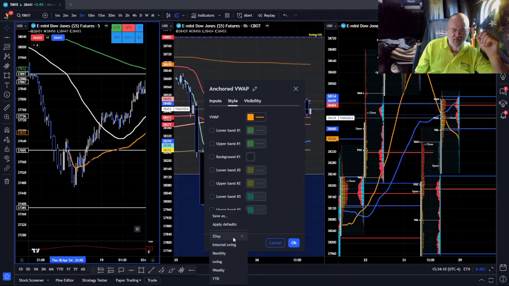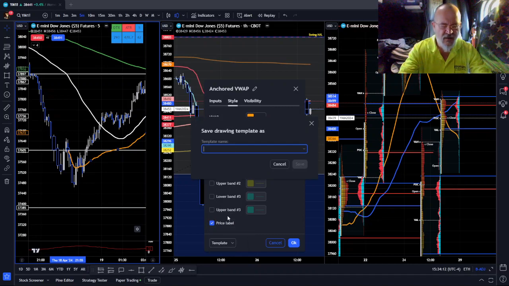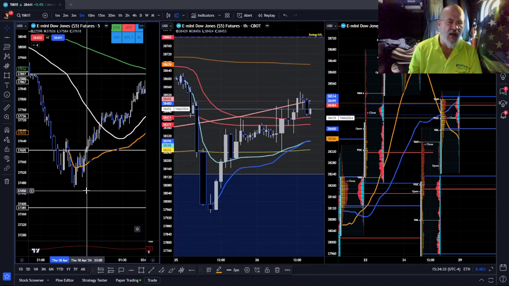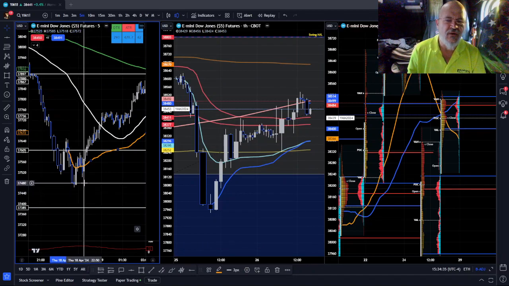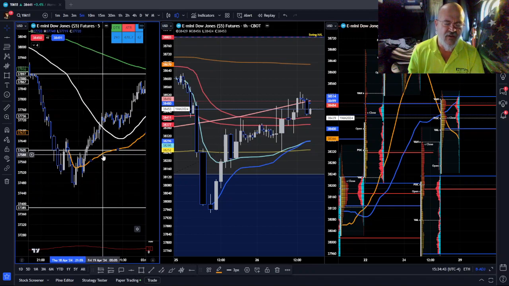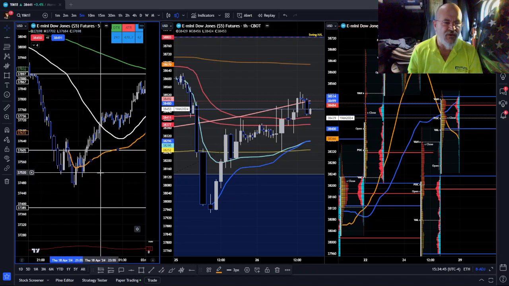And we're going to save as trade anchor VWAP. Okay, so these I will only be using when I see a setup to take a trade and stay in a trade or exit a trade. And then once that trade is over, I will be removing these VWAPs from the chart until I see a new setup.